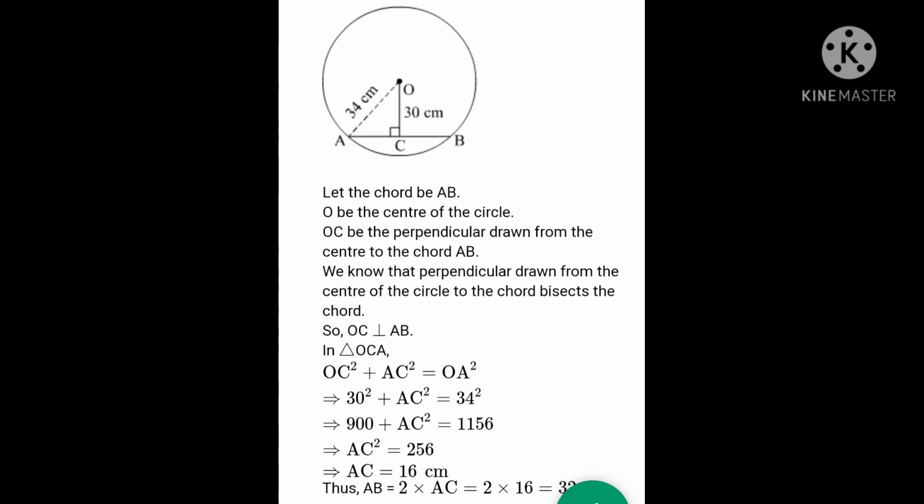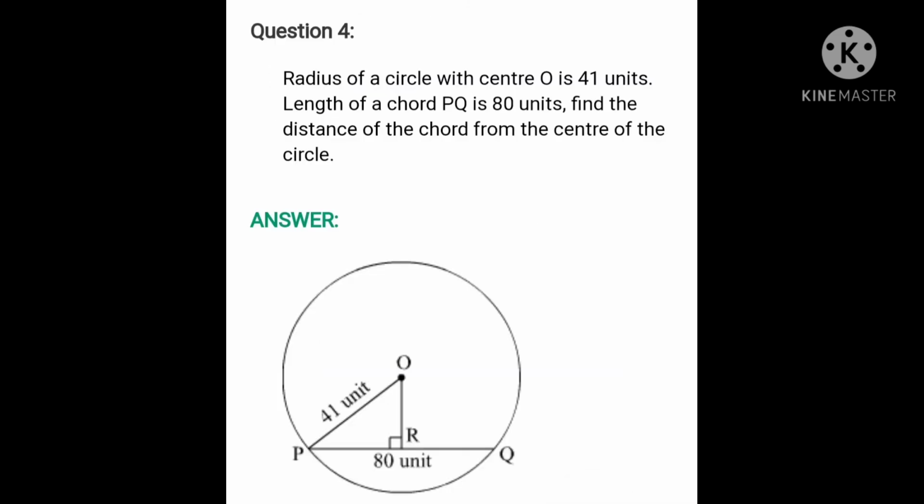30 square is 900, plus AC square, is equal to 34 square, which is 1156. So subtract 900 from 1156, then we get AC square is equal to 256. Now square root of 256 is 16. So AC is 16. Now the length of the chord AB is nothing but twice of AC. So twice of 16 is 32 centimeter. So the length of chord AB of this circle is 32 centimeter. Next question, question number 4.